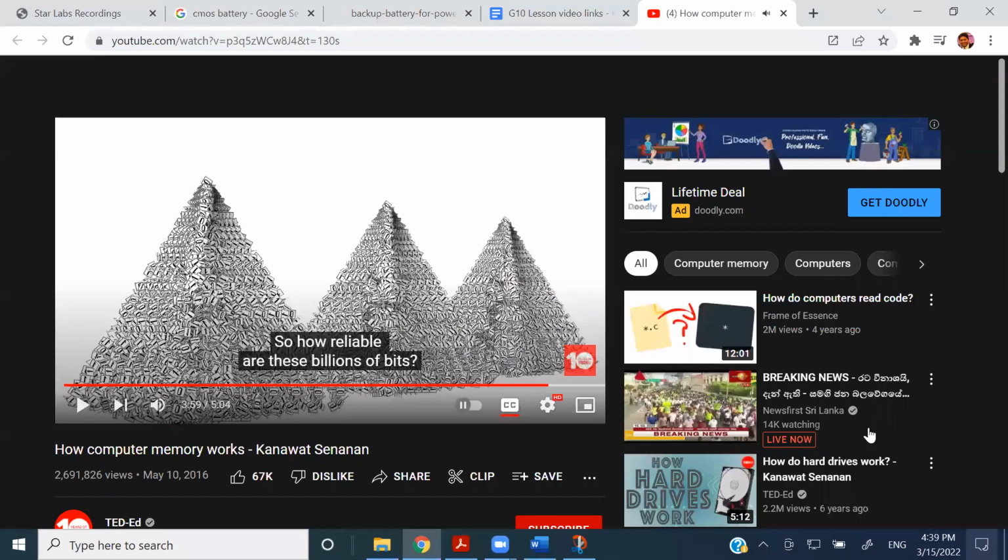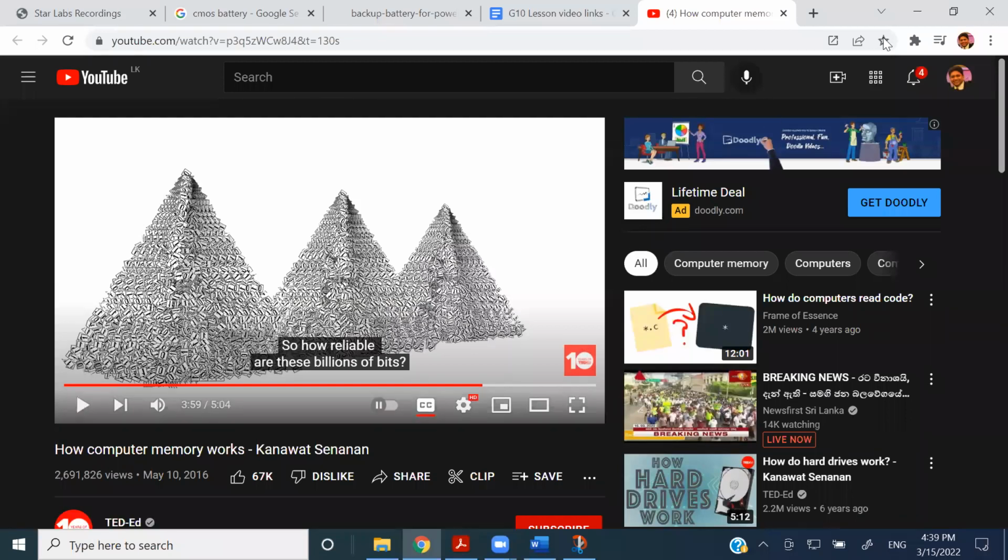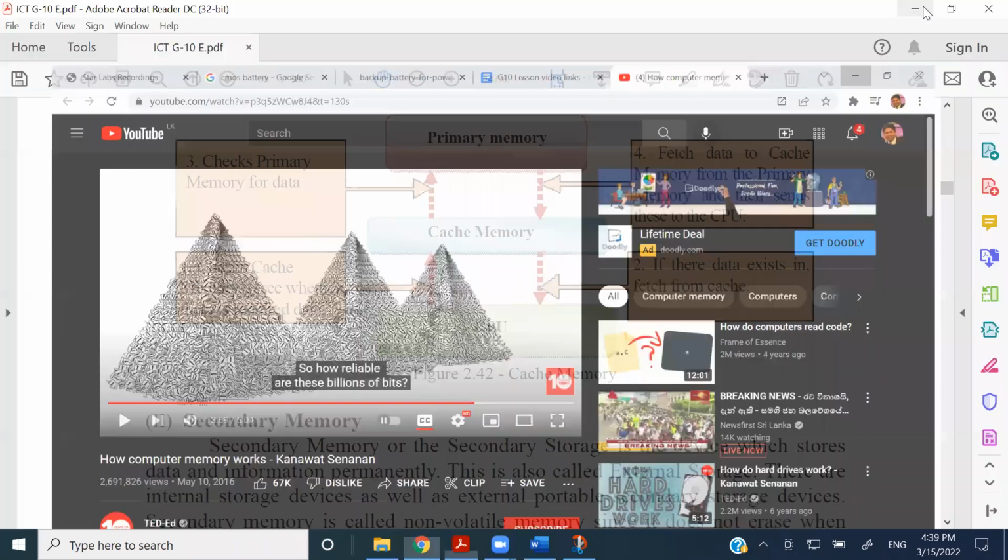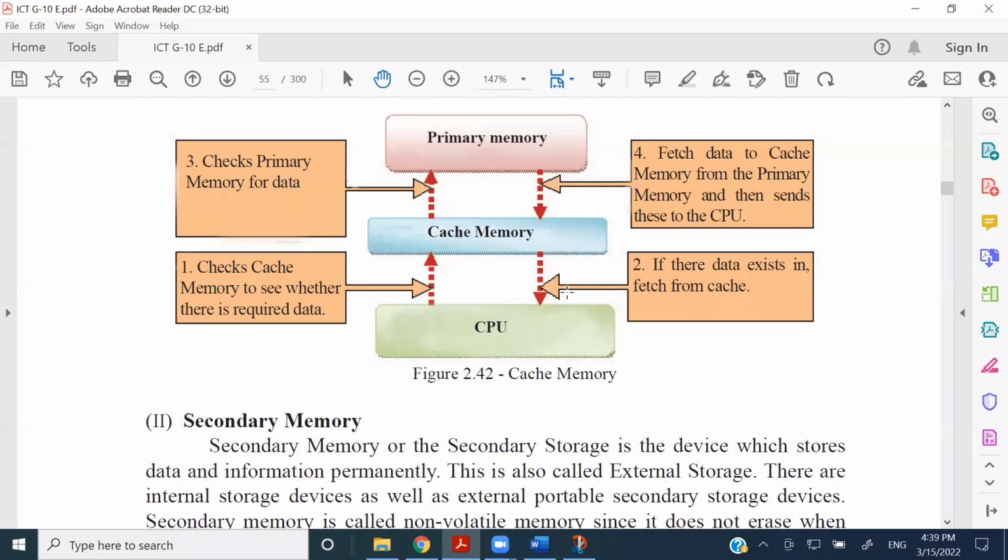Okay, so it gave you an idea how the storage or the memory is being categorized and what kind of secondary memory that we have. They were talking about three things, right? Like the magnetic media, the optical media, and the solid media, right?